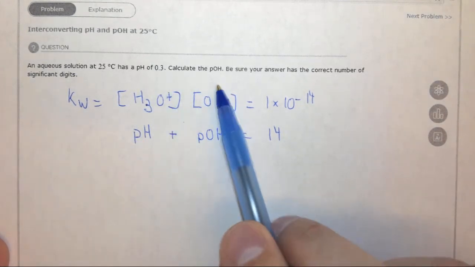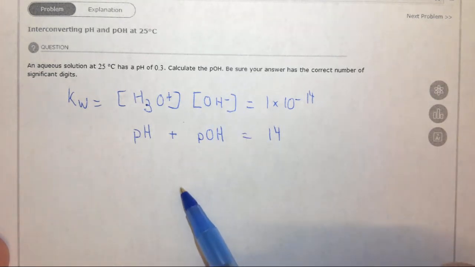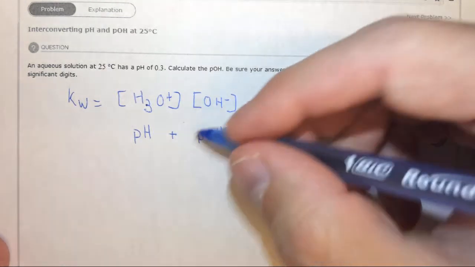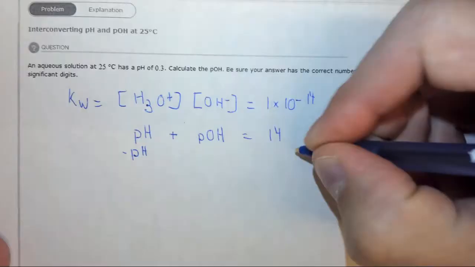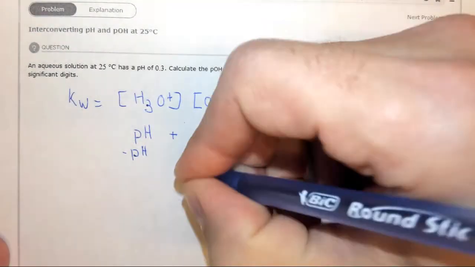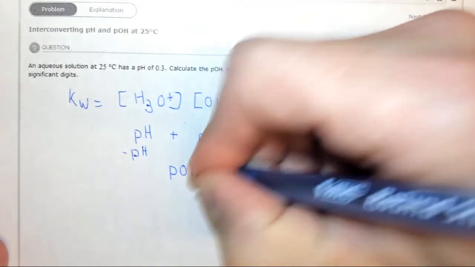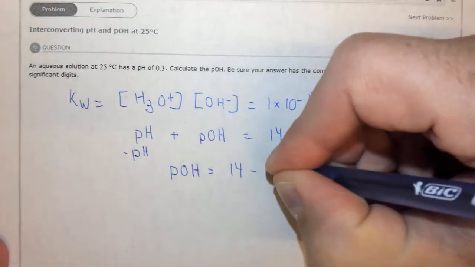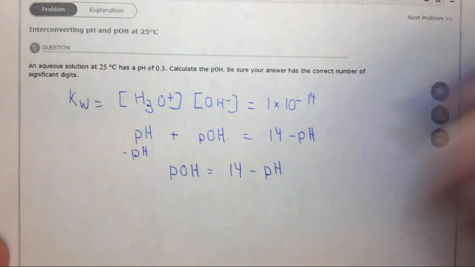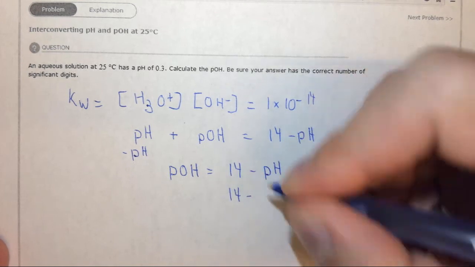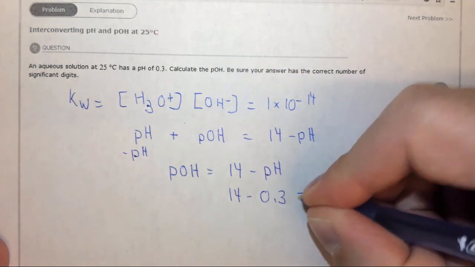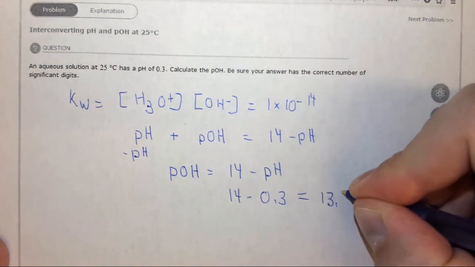We're given the pH, we're asked for the pOH. This is a pretty easy problem at this point. So if we subtract pH from both sides, we find that the pOH equals 14 minus the pH, which is, in this case, 14 minus 0.3, which is 13.7.